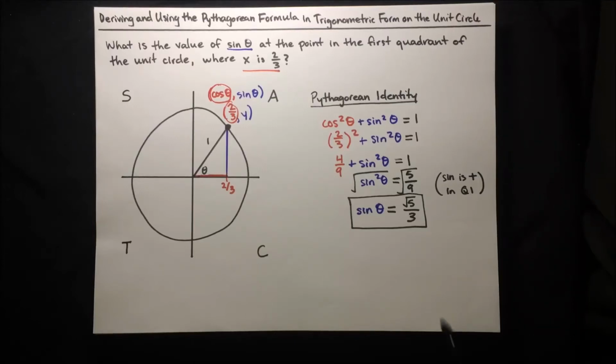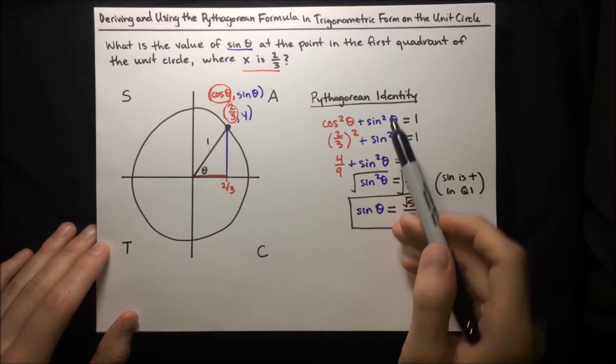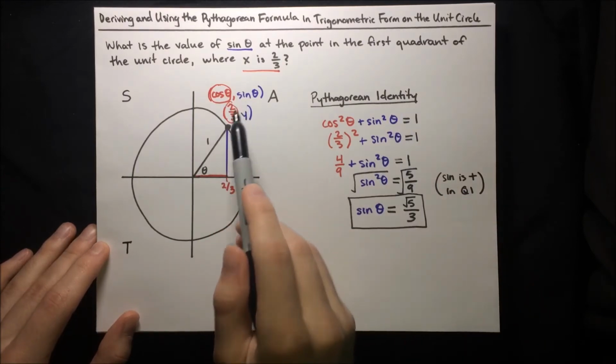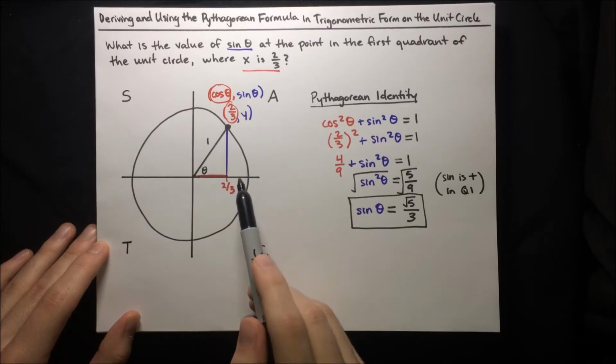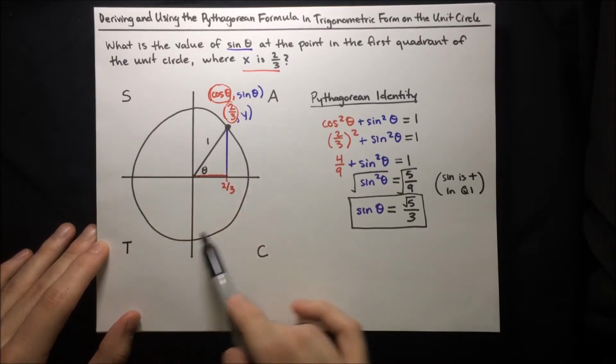Previously, we learned how to use the Pythagorean identity to find the values of cosine and sine at points in the first quadrant of the unit circle. Now we'll learn how to extend this technique to other quadrants of the unit circle.